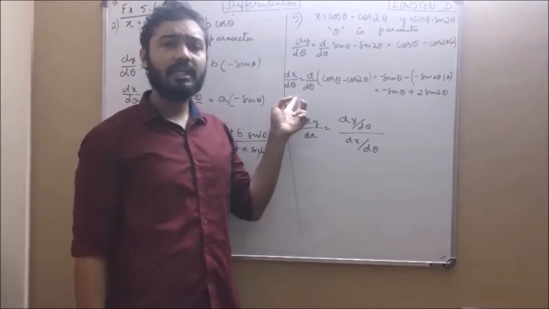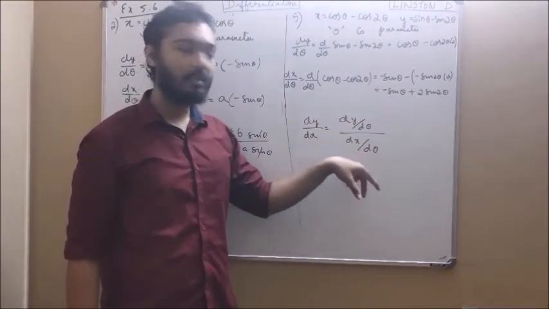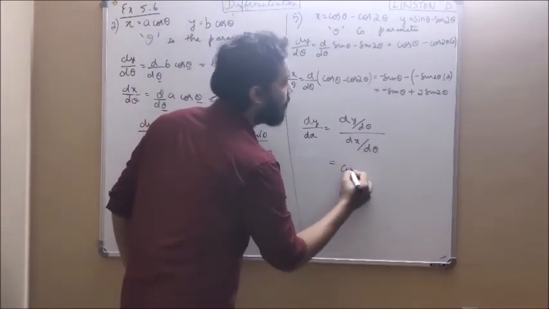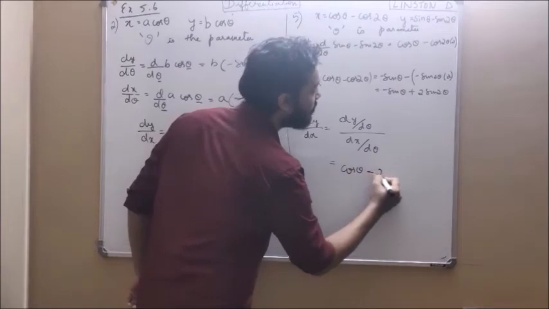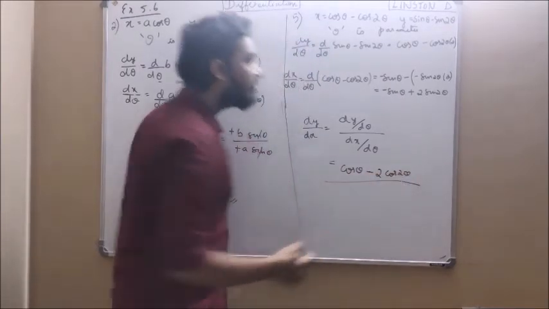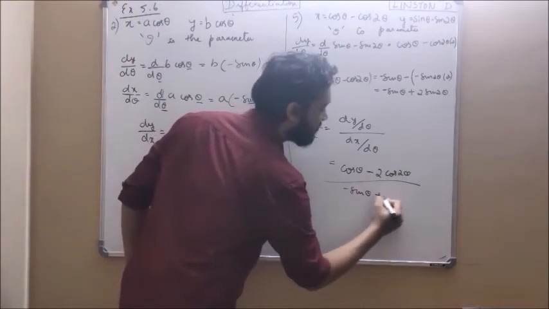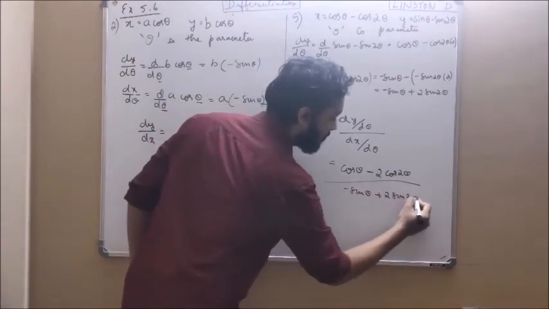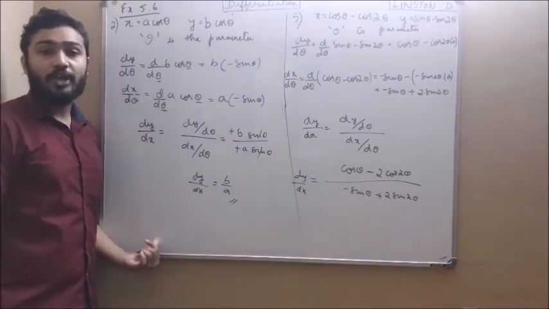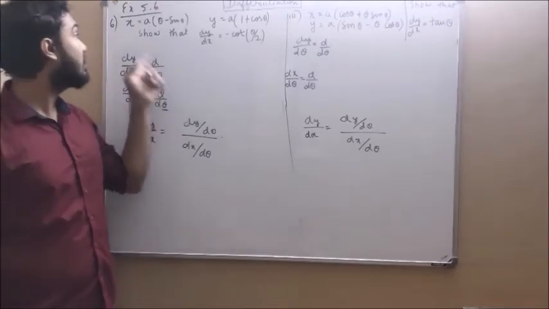Now what is dy by dx? Dy by dx is nothing but dy by d theta divided by dx by d theta. Dy by d theta is cos theta minus 2 cos 2 theta divided by dx by d theta, which is minus sin theta plus 2 sin 2 theta. So this is the answer. Pause the video and note it down. Next we will do exercise 6.6.